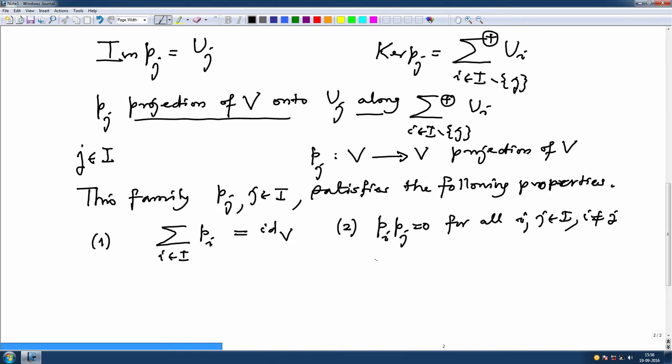So, to check this I have to check that on any v in V it is 0. Write v as the summation of ui, i in I, where the ui are in the Ui's and almost all are 0.